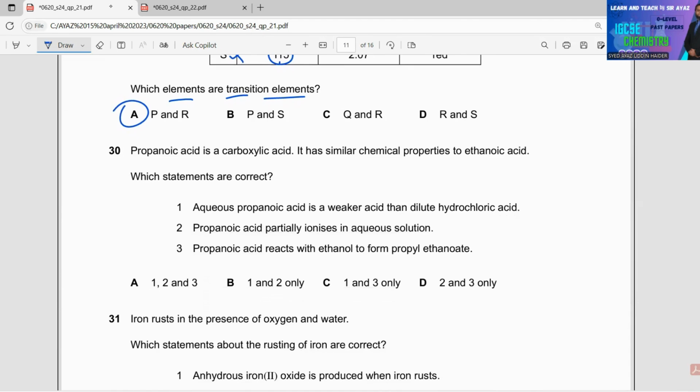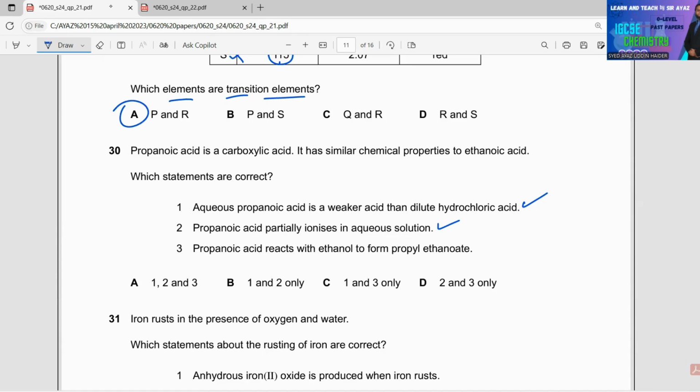30. Propanoic acid is a carboxylic acid. It has similar chemical properties to ethanoic acid. Which statements are correct? Number 1. Aqueous propanoic acid is a weaker acid than dilute hydrochloric acid. This is correct because carboxylic acids are weak acids. So this statement is correct. Number 2, propanoic acid partially ionizes in aqueous solution. This is also correct because weak acids do not ionize completely in an aqueous solution.